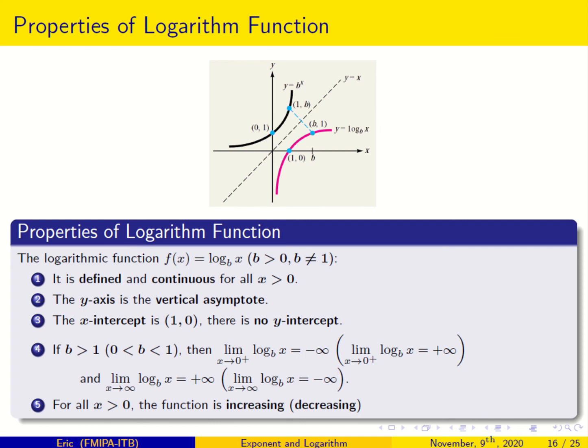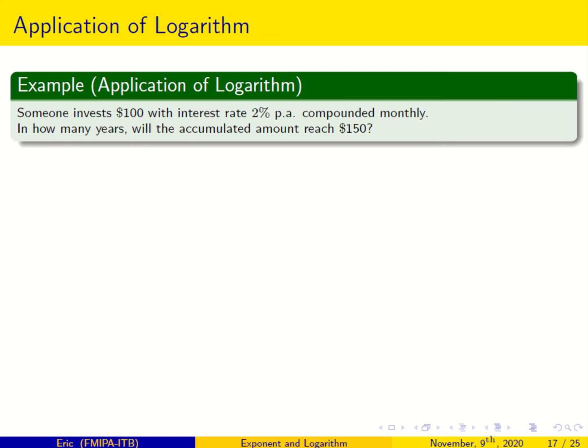You can check for b between 0 and 1 by just looking at b to the x when b is between 0 and 1. That is this one. Reflecting it, you have this as your logarithm. For all x greater than 0, the function is increasing for b greater than 1. For b between 0 and 1, it is a decreasing function. You can just check.